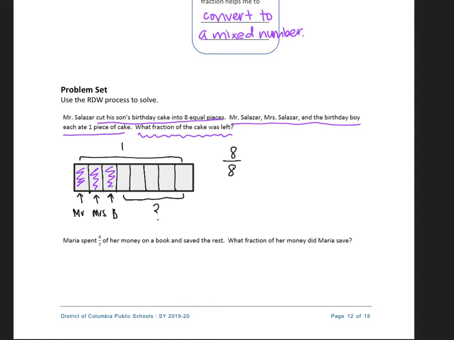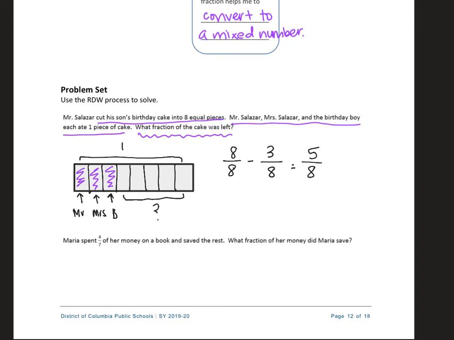Then each of them ate 1 piece of cake. So altogether, there were 3 eighths of cake gone, right? And we can see that when we look at the tape diagram. So now we want to know what fraction of the cake was left. So if we subtract 8 eighths minus 3 eighths, I know that I can subtract these just like this because they have the same denominator. So I'm going to say, okay, what's 8 minus 3? That's going to give me 5 eighths, all right?